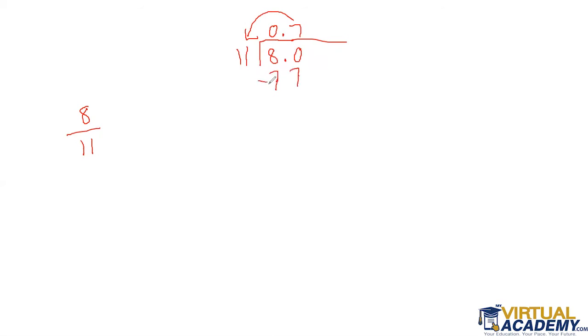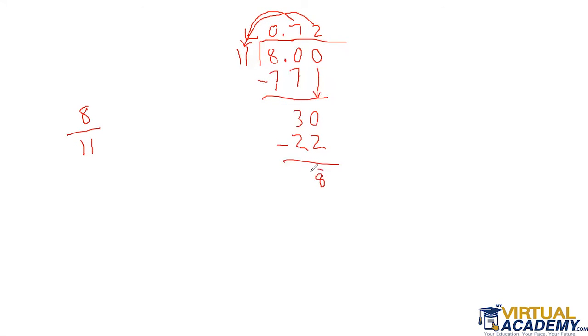So if we subtract this, 80 minus 77 is 3, okay? So 3 is not 0, so the remainder is not 0, so we have to keep going here. Create a 0, bring it down. 11 into 30. Well, 11 goes into 30 twice, because 2 times 11 is 22. 3 times 11 is 33, but 33 is too big because it's only 30, right? So subtract, and we get 8.